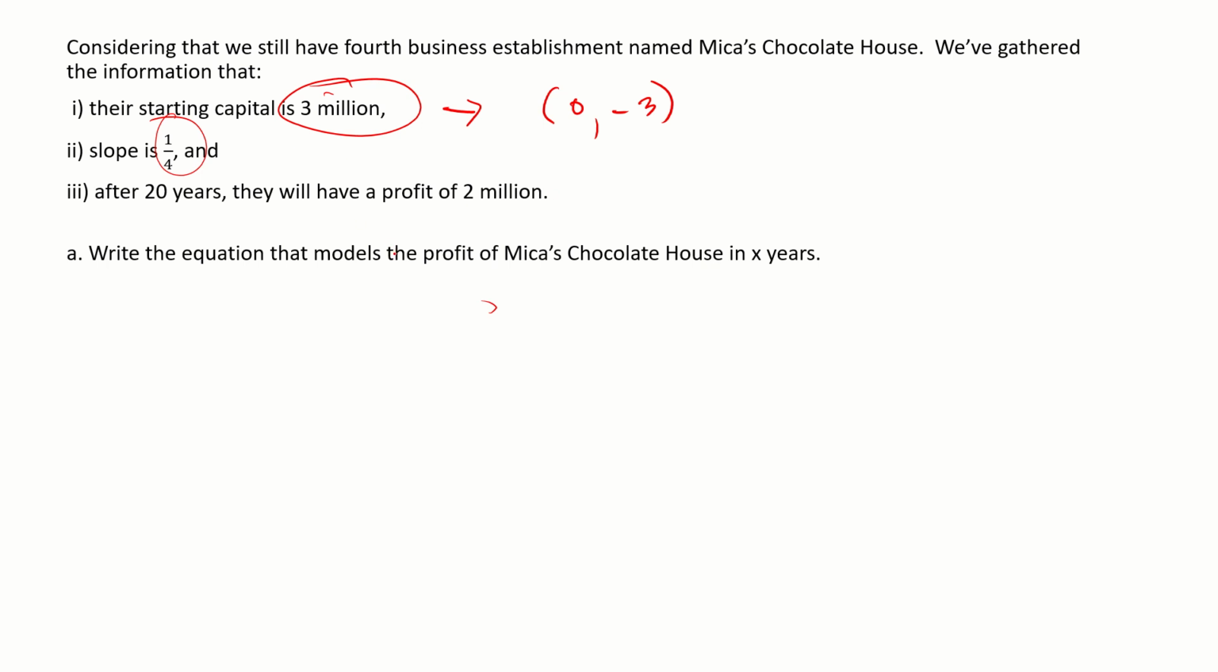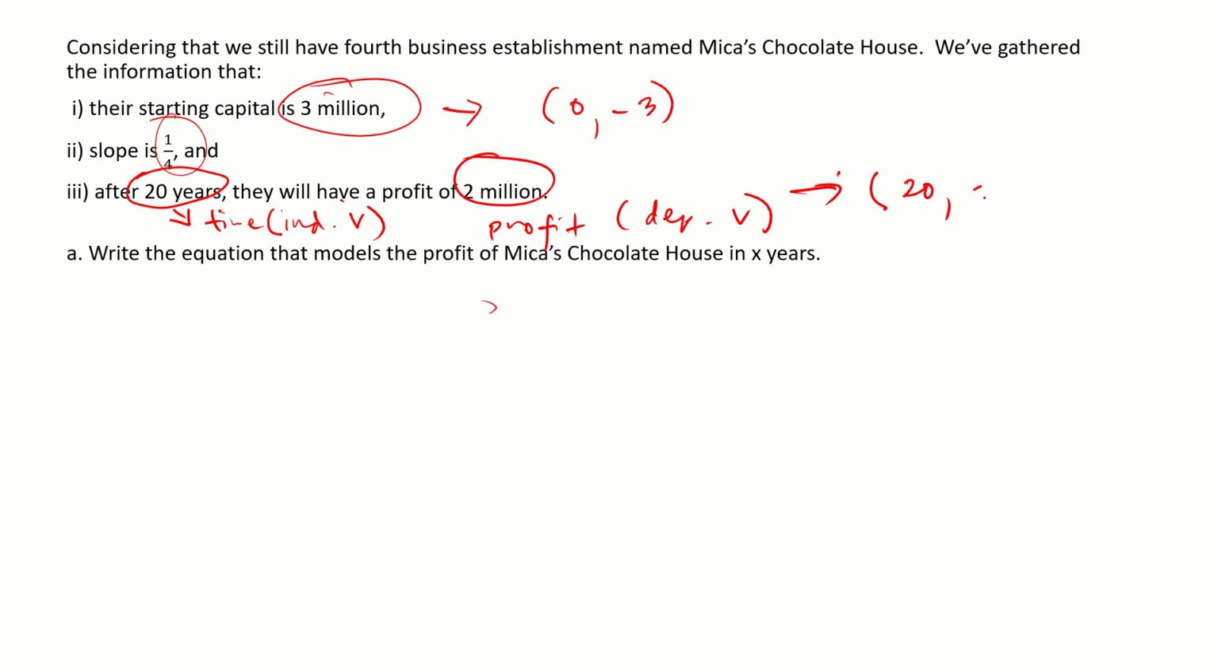And based on the third information provided to us, that after 20 years, they will have a profit of 2 million. So take note that 20 is the time and 2 million is the profit. So time is our independent variable and profit is our dependent variable. That will give us an ordered pair of 20, 2.